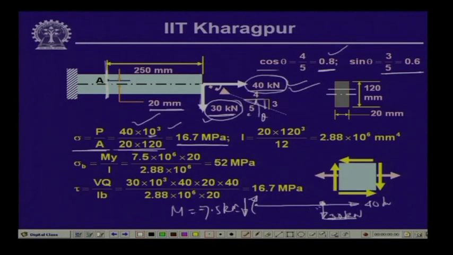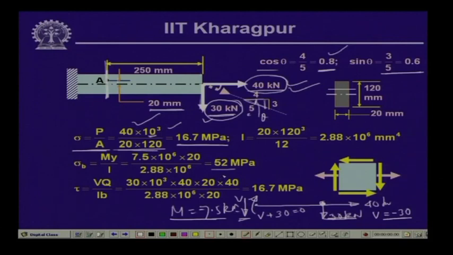This is of course negative, since they are acting in the same direction. If we call this V, then V plus 30 is equal to 0, from the summation of vertical forces equal to 0, and that gives V as minus 30 kilonewton. So, we have a shear force of minus 30 kilonewton and a bending moment of minus 7.5 kilonewton meter. Because of this negative, this will become a positive stress, because sigma is equal to minus M y by I, and y is positive, since it is above the neutral axis.